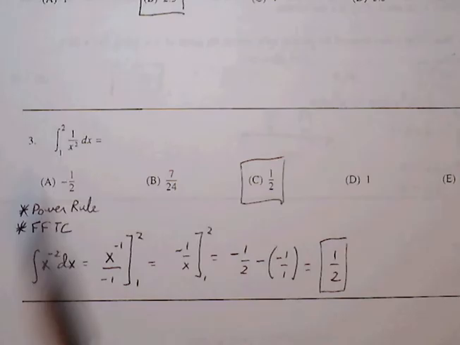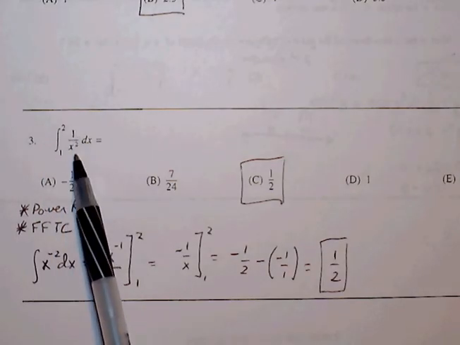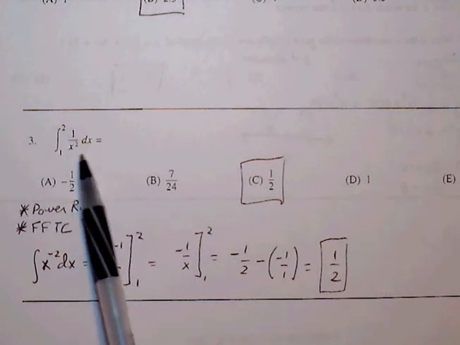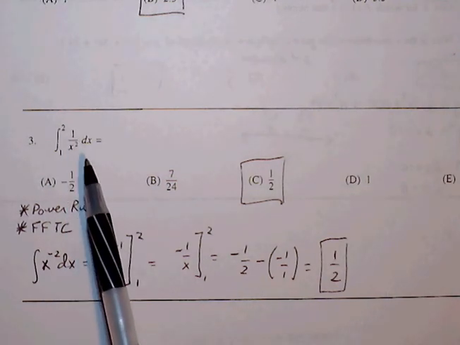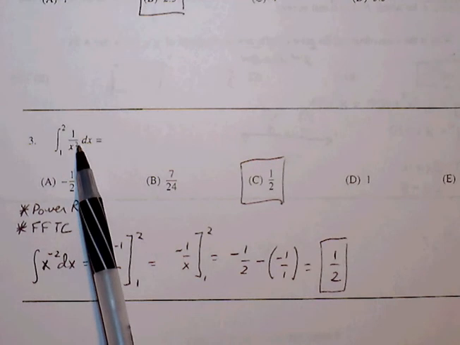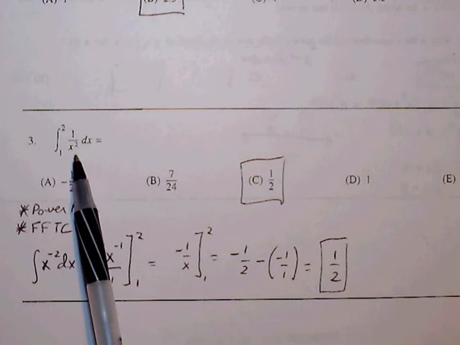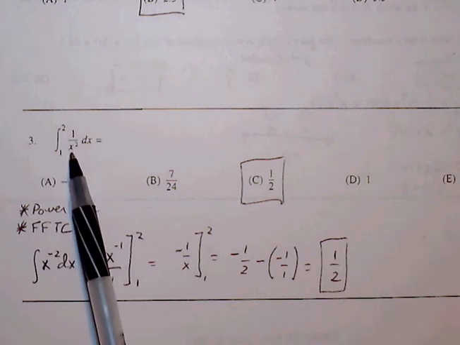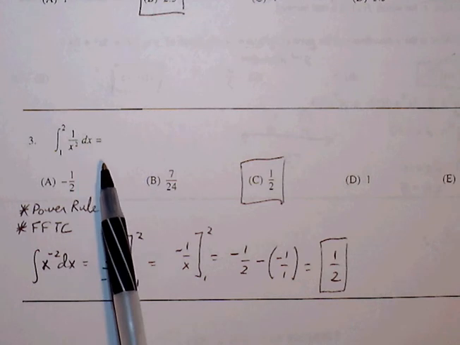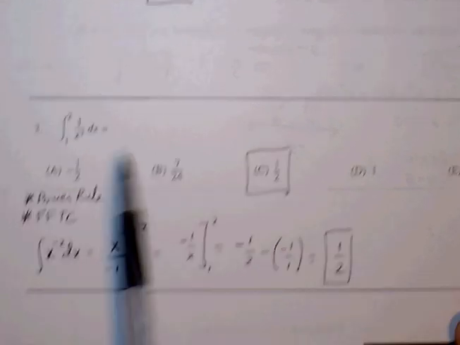Okay, number 3, definite integral of 1 over x squared dx. So we simply just have to evaluate this integral going through power rule, first theorem of calculus. However, we have to be a little bit careful here because the power rule does not work if the variable is sitting in a denominator. So we have to bring this x squared to the top before we can apply power rule.